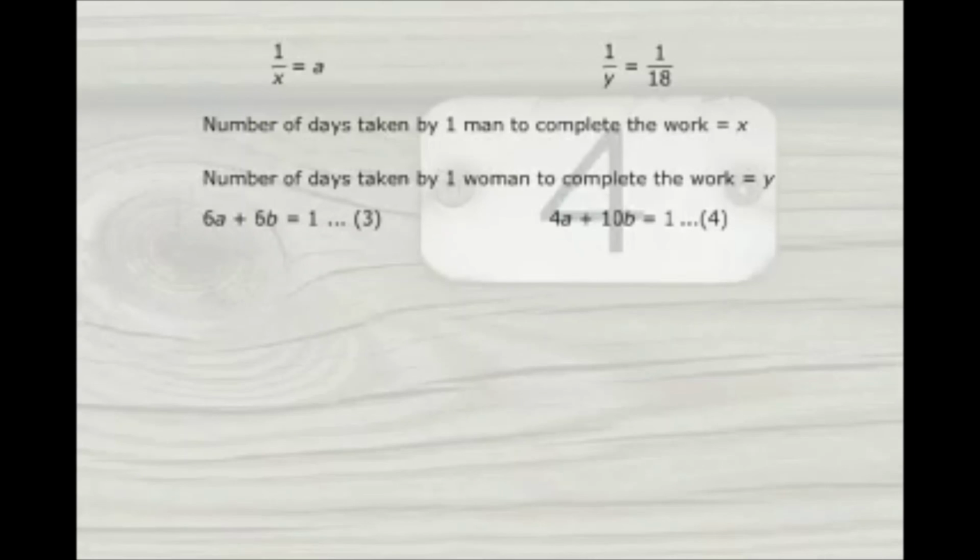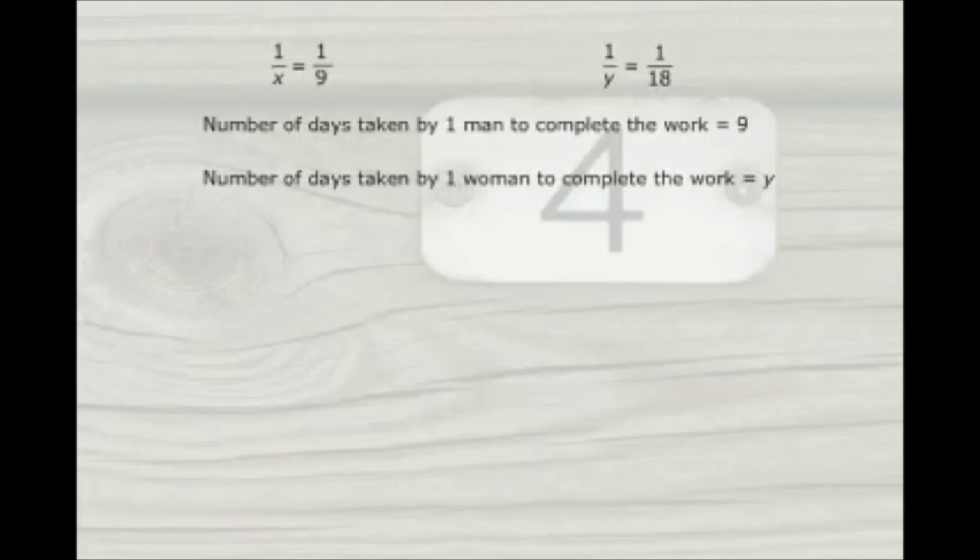Now we substitute this value of b in equation 3. So we have 6a plus 6 into 1 by 18 equals 1, which gives us 6a plus 1 by 3 equals 1. We simplify this further, and in the end we get a equals 2 by 3 into 1 by 6 or 1 by 9. So what is the value of a? You remember a was 1 by x, but we also have a as 1 by 9. So that gives us x equals 9.